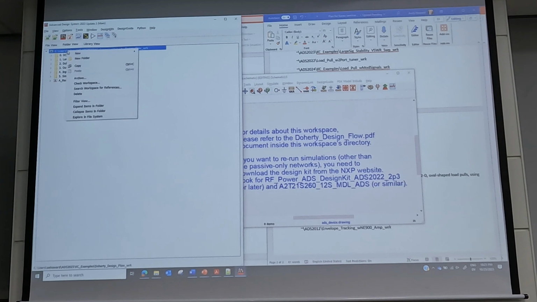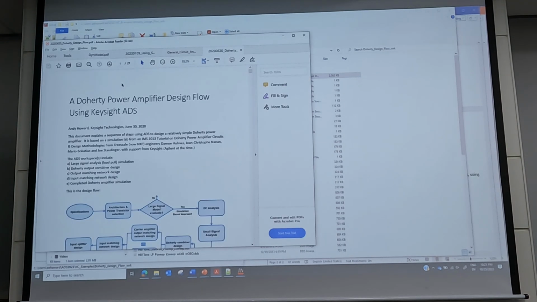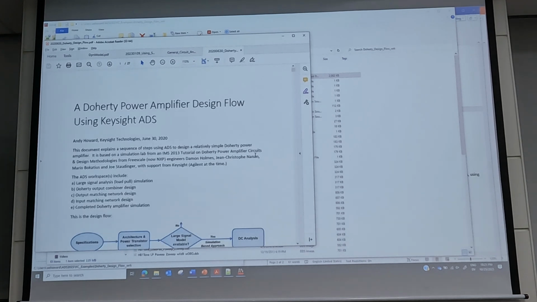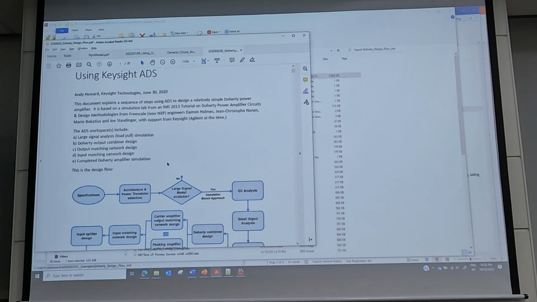This is an example that I worked on a number of years ago. The people who created this example originally were with NXP, and the people at NXP are very knowledgeable about Doherty design. They create high power PAs and devices, and they know way more than I know about Doherty design. I only know a very tiny bit, but they're experts at it. They had a workshop at the International Microwave Symposium in 2013, in Seattle. This example is based on that workshop and the document as well.